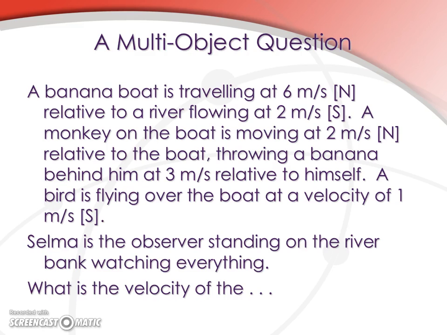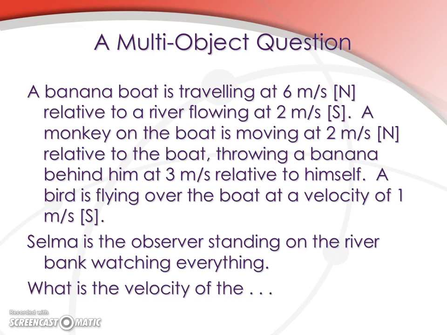So this a little bit silly problem can illustrate this very well. If we have a boat traveling at 6 meters per second north, relative to the river, which is flowing at 2 meters per second south, and a monkey on the boat walking along the boat at 2 meters per second north, relative to the boat, and then he throws a banana behind him at 3 meters per second relative to himself, we have a really interesting problem.